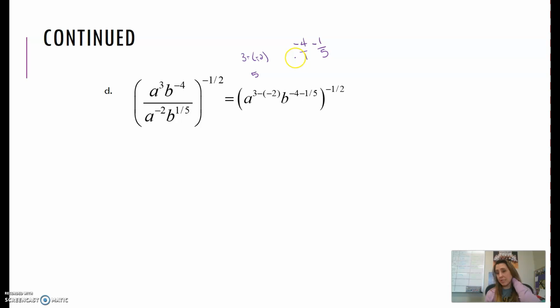And what would be the least common multiple between 1 and 5? Well, that would be 5, so we need to multiply by 5. And we're going to end up with negative 20/5 minus 1/5, which is going to be negative 21/5. Okay, so now we have that. Now we have everything taken care of.